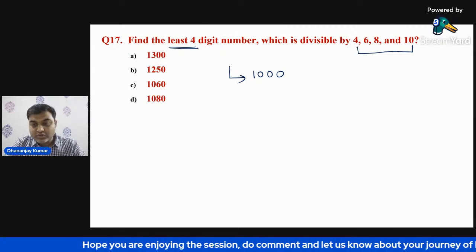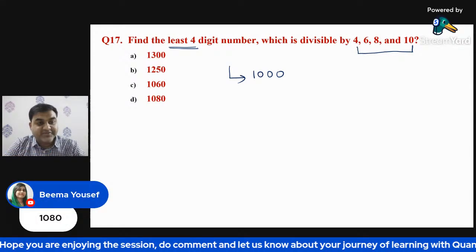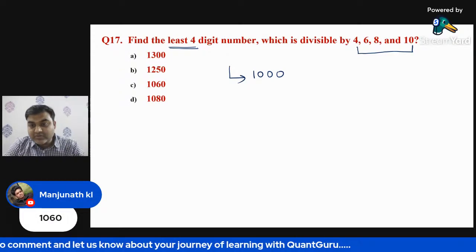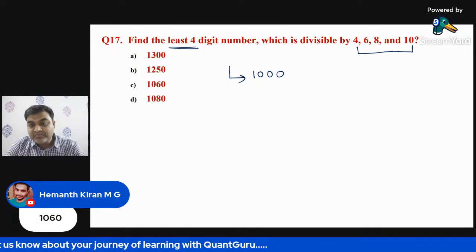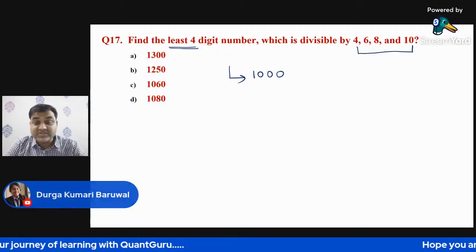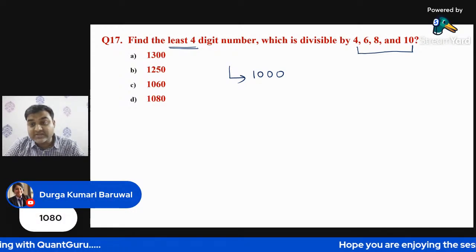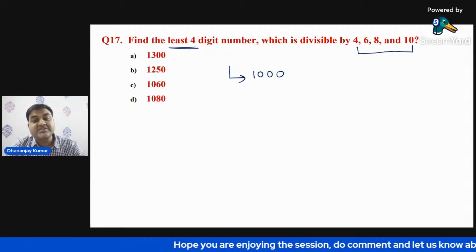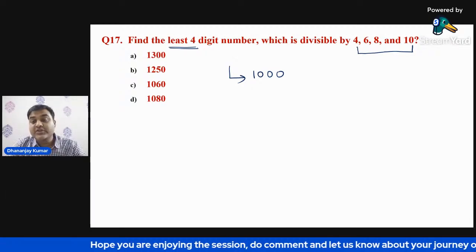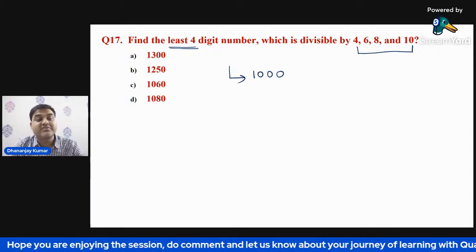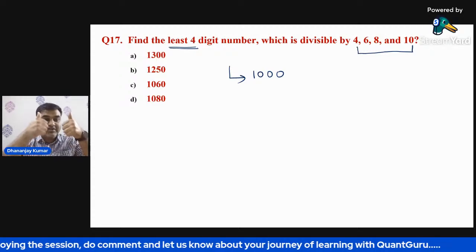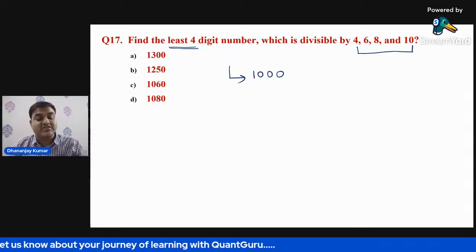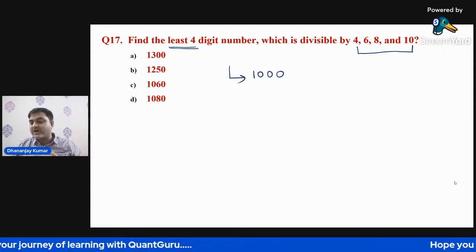Okay, so I got the answer from Bima, which is 1080, from Manjunath, which is 1060. Hemant has given 1060 as answer. Wonderful. Durga has given 1080 as answer. Hemant has given 1250 as answer. I'm happy to see so many responses and everybody is right. Everybody is right. Why? Because of the right attitude. When your attitude is right, what can stop you guys? Nothing. Right? Let's see how to find the answer.